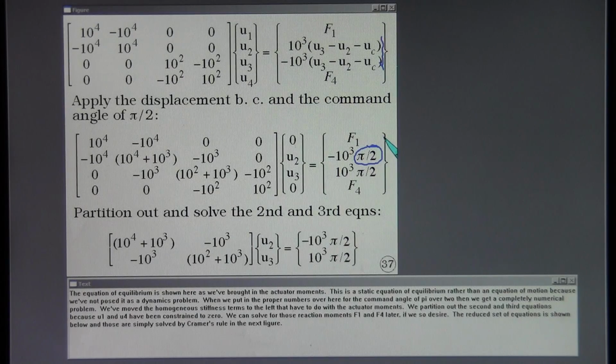a completely numerical problem. We've moved the homogeneous stiffness terms to the left that have to do with the actuator moments. We partition out the second and third equations because U1 and U4 have been constrained to 0. We can solve for those reaction moments, F1 and F4, later if we so desire. The reduced set of equations is shown below, and those are simply solved by Cramer's rule in the next figure.